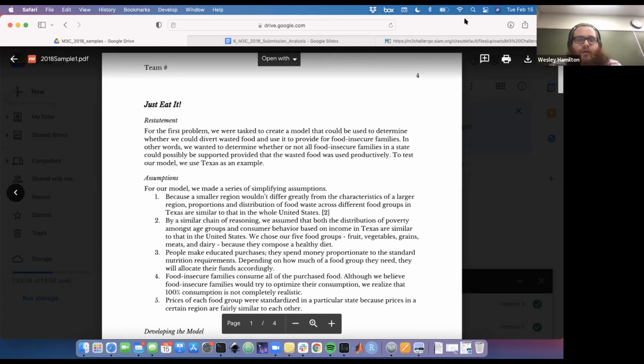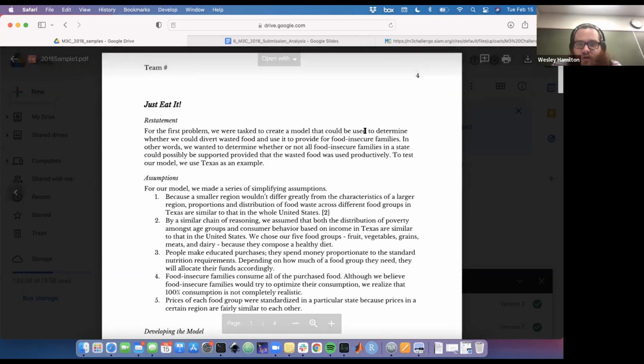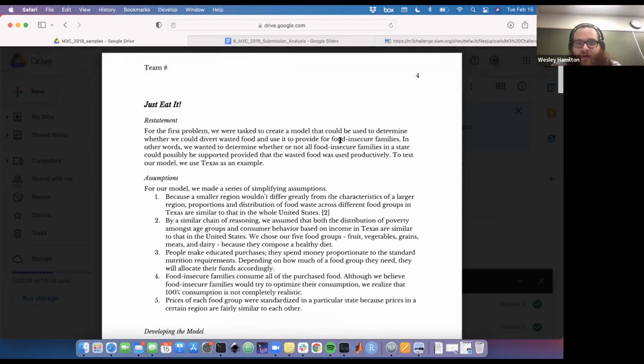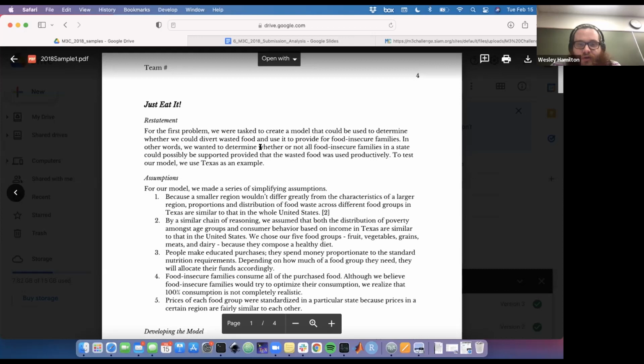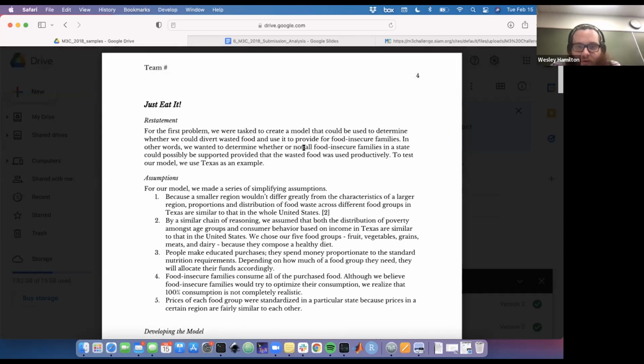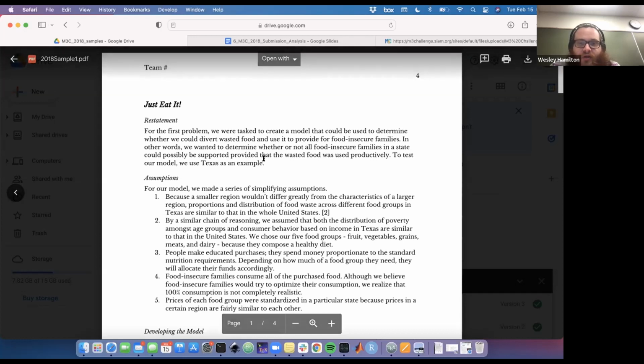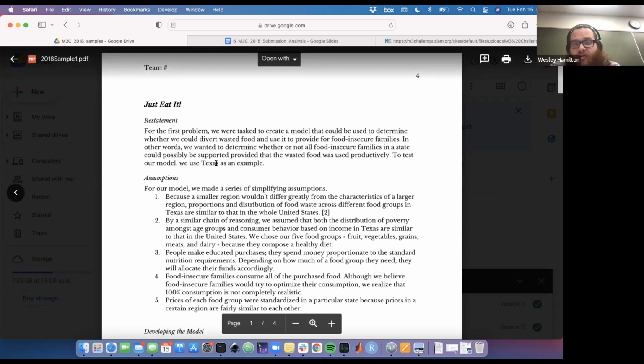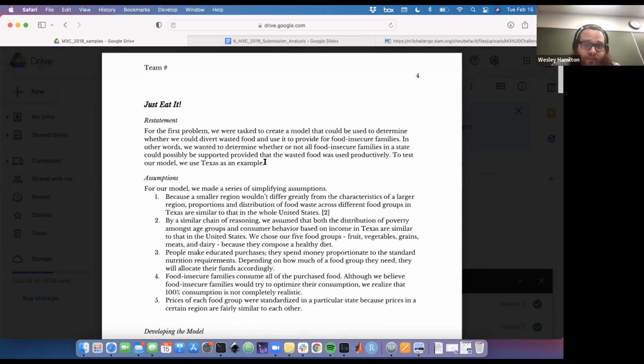Okay. Team, so just eat it. Problem restatement. For the first problem, we were tasked with creating a model. It could be used to determine whether we could divert wasted food. It needs to provide food for food insecure families. In other words, wanted to determine whether or not all food insecure families in a state could possibly be supported, provided that the wasted food was used productively. To test our model, we use Texas as an example. Sure, they restate the problem.